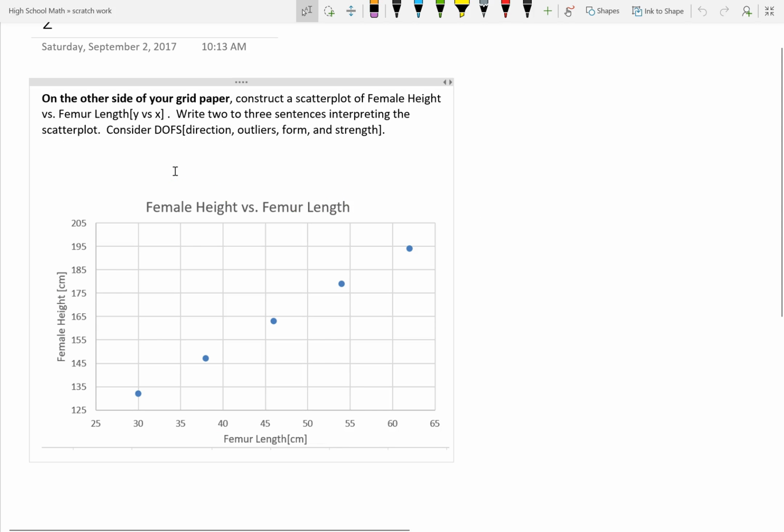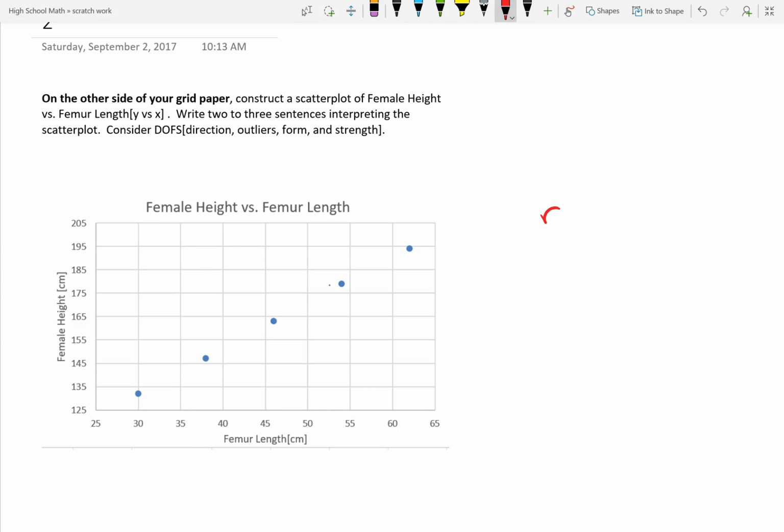Question 2 asks us to construct the same scatter plot but with female height on our vertical axis. And you can see it's also very strong. It's not a perfectly straight line. If you calculated the correlation coefficient here, it would be almost 1, but not quite. Again, direction, outliers, form, and strength. The direction is positive. The form clearly linear. And the strength is very strong. Again, R would be near 1, but slightly less than. R slightly less than 1.